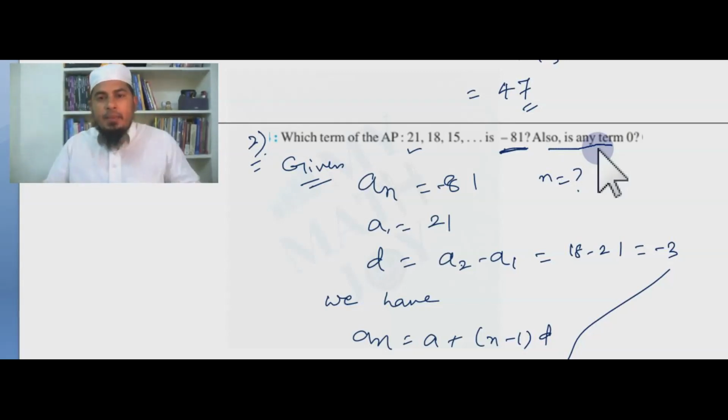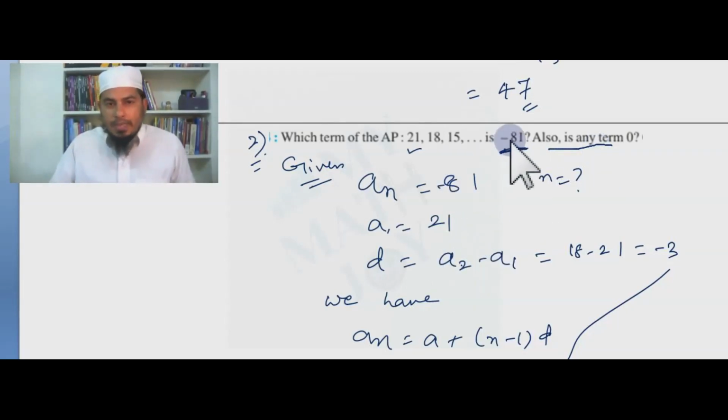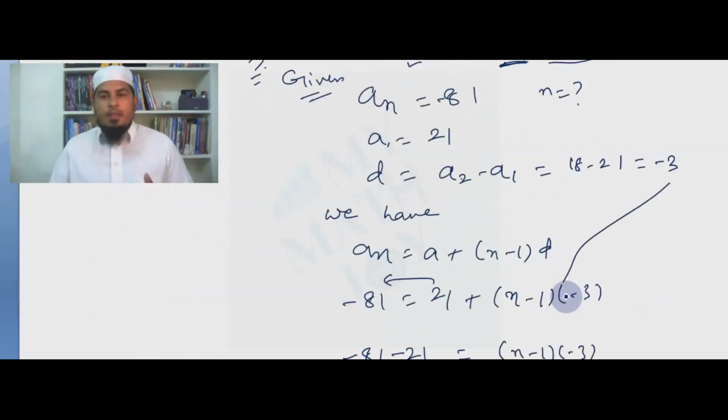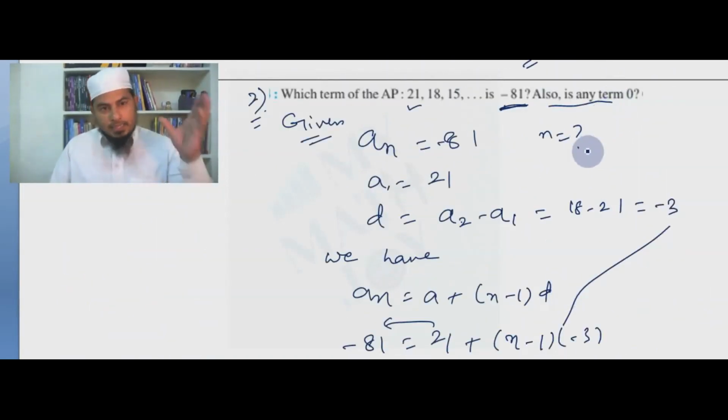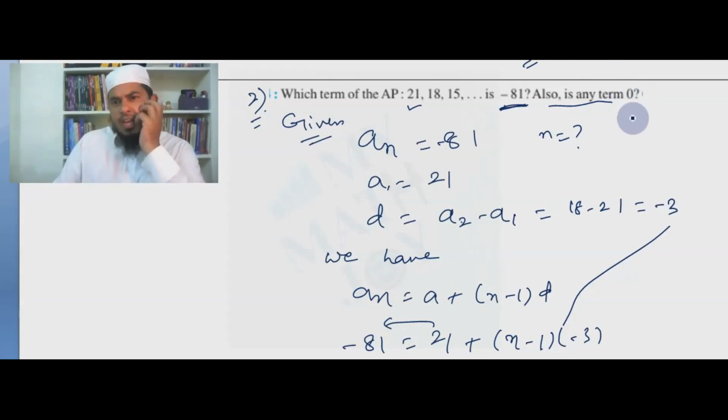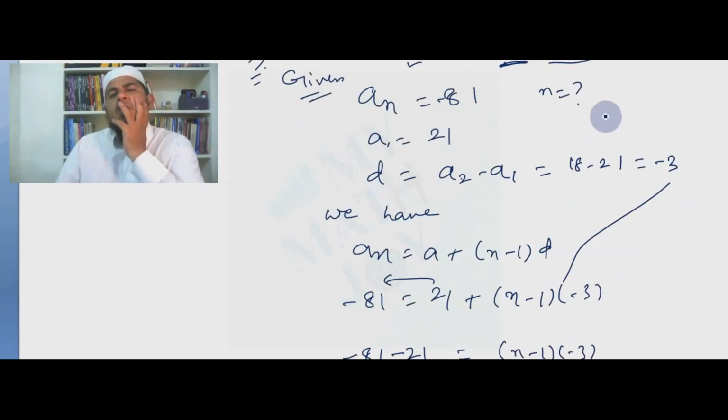If it is there in the AP, as we solved for negative 81 and got the value 35, in a similar fashion we'll get some integer value. Otherwise, if it is not there in the AP, you will get a value which is a fraction or a negative fraction or a negative number. If it is negative or a fraction, then we conclude that this 0 is not in this AP. So let's proceed.